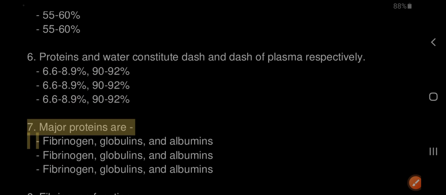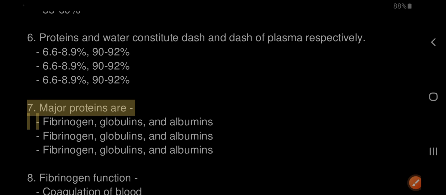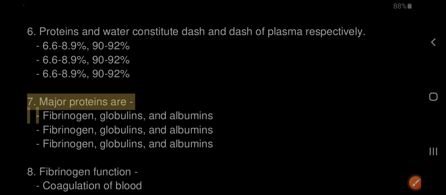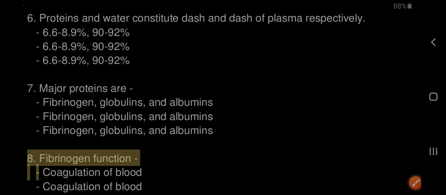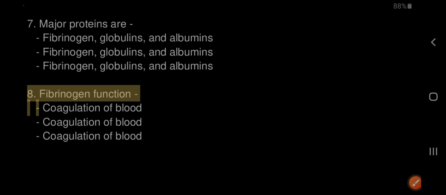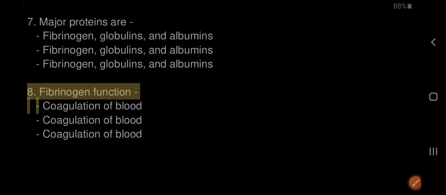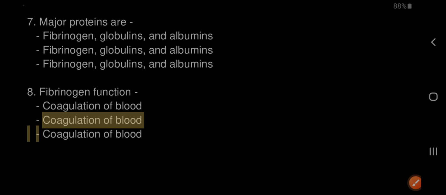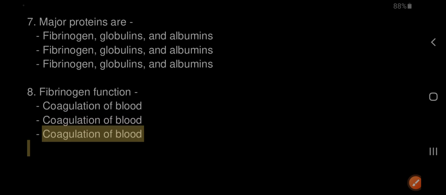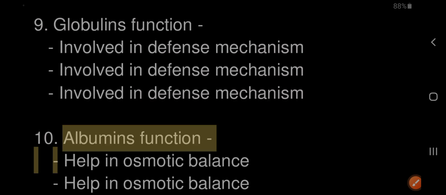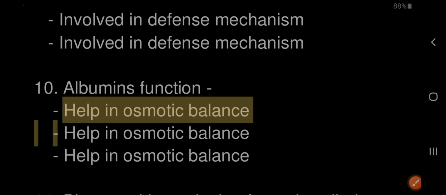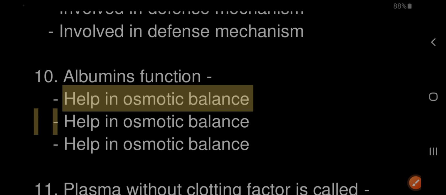7. Major proteins are fibrinogen, globulins, and albumins. 8. Fibrinogen function: coagulation of blood. 9. Globulins function: involved in defense mechanism. 10. Albumins function: help in osmotic balance.